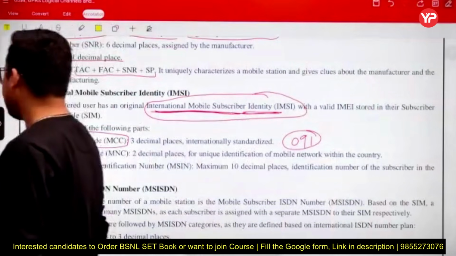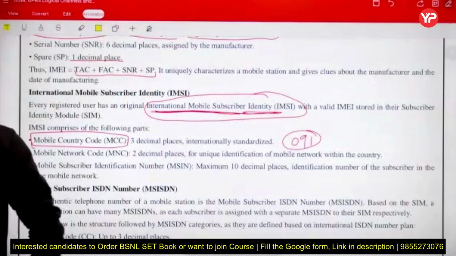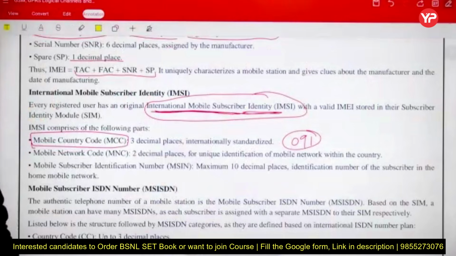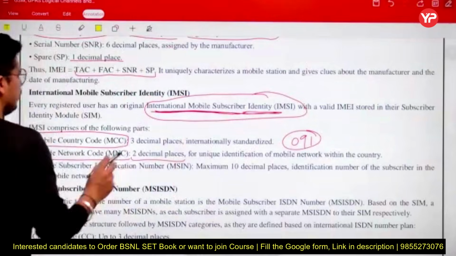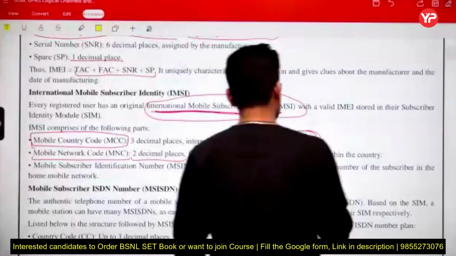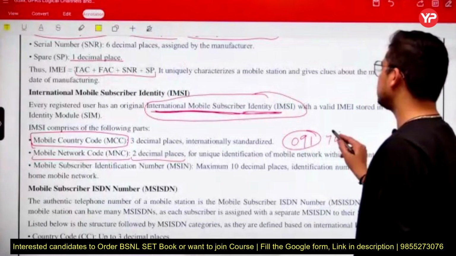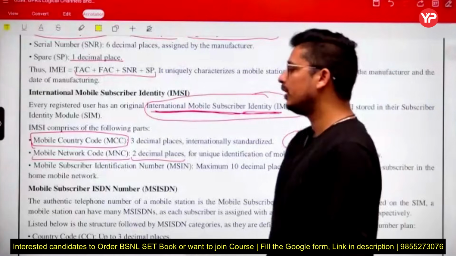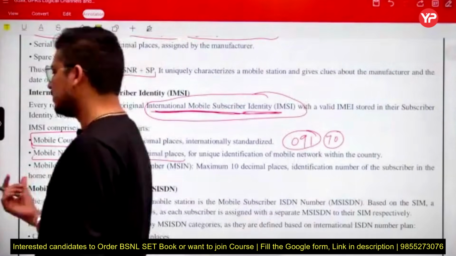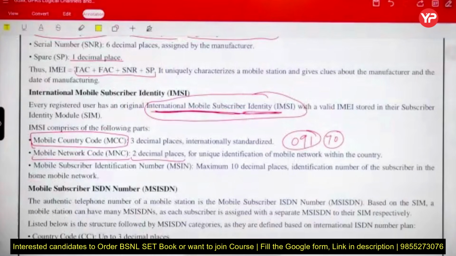Next is the mobile network code. After this 091, the next two decimal places are assigned for the mobile network code, like 099, then 70. If you are searching on your mobile phone, the two digits after the mobile country code uniquely identify that mobile network within the country, so you know what your mobile network is in that country.